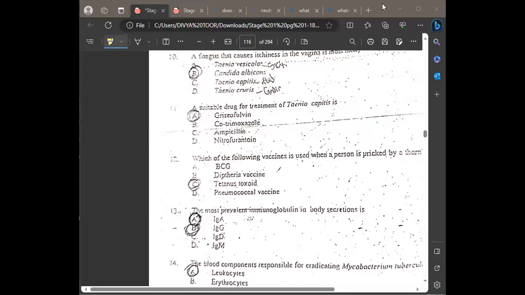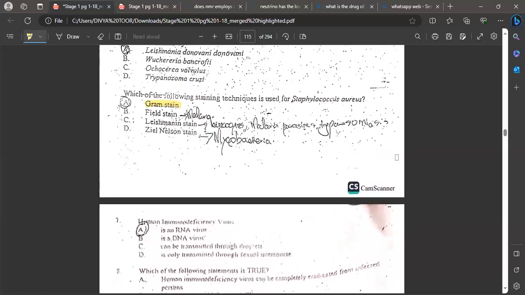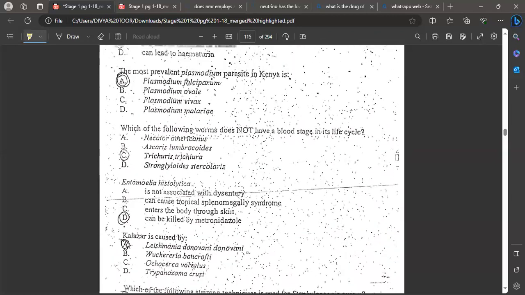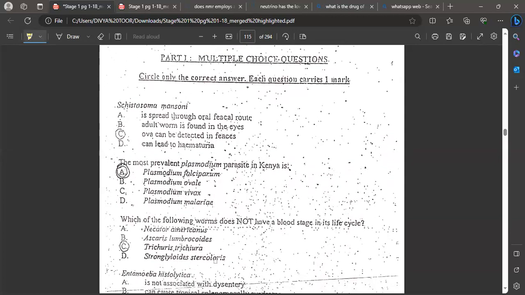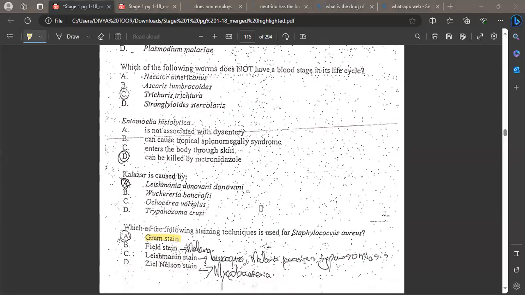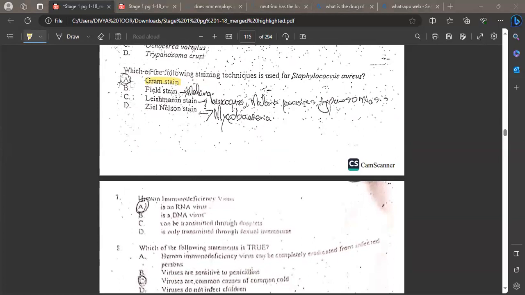Okay, guess my laptop is misbehaving. Divya, can you display the questions? Yeah, nice. Okay, I think the starting is just protozoa. Yeah, the protozoas and all. So I think the questions start from here.